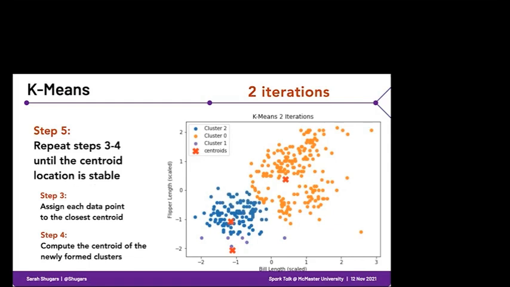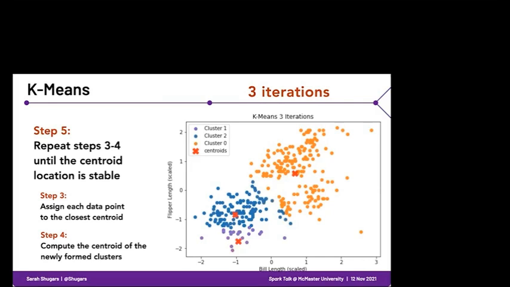This is what it looks like after 2 iterations. We reassign each point to a cluster. Now that the blue X has moved up a little bit, that other X actually has room to start having some data points assigned to it. So we do start to see some data points assigned to this purple cluster. The orange cluster has gotten a little bit smaller as the blue cluster has grown a little bit. So this is 2 iterations.